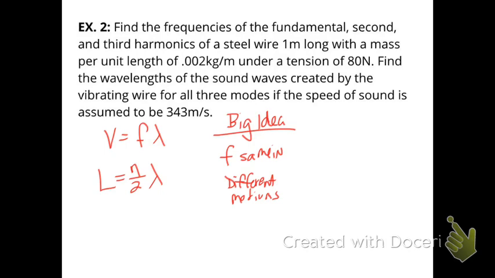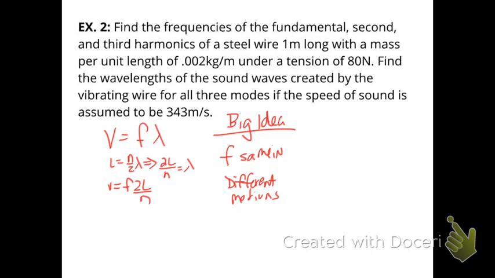L is equal to N over 2 times wavelength, which is the same thing as saying, if I substitute that in, 2L over N is equal to wavelength. So that means V is equal to frequency times 2L over N.